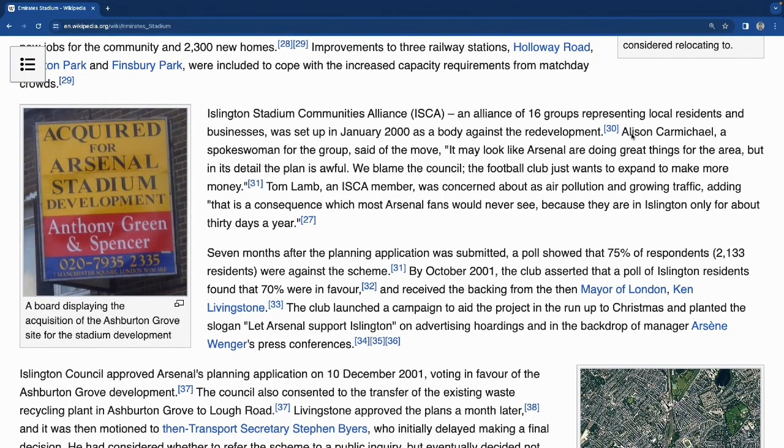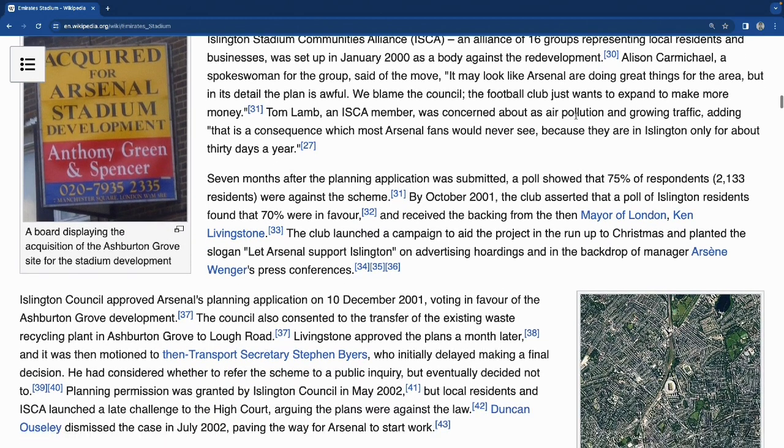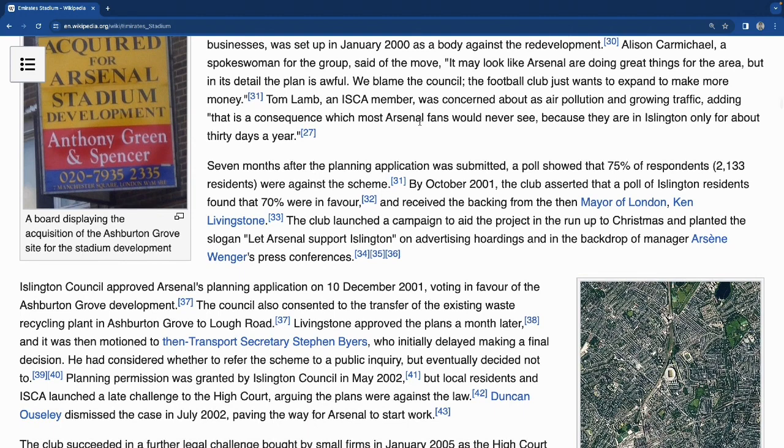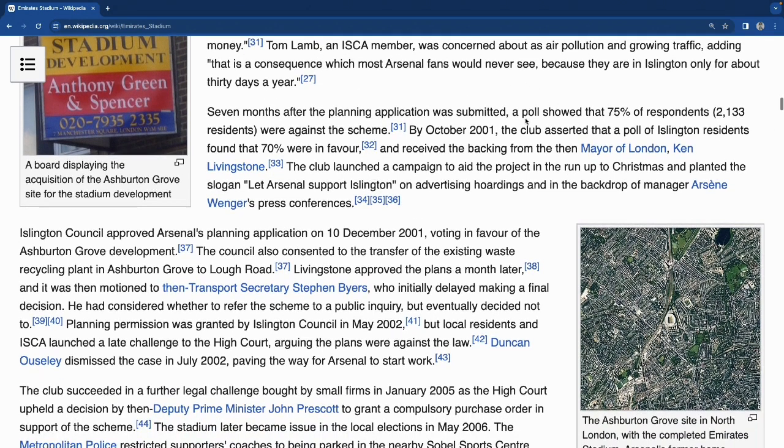There you can see alliances, local residents. It may look like Arsenal doing great things, but the plan is awful. We blame the council. Football just wants to expand to make more money. Concern: air pollution, growing traffic. Okay, then there was also 75% against the scheme. Then, by October, the club asserted that a poll of Islington residents found 70%.